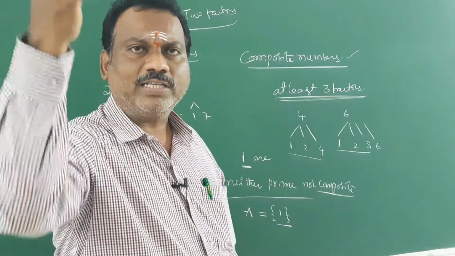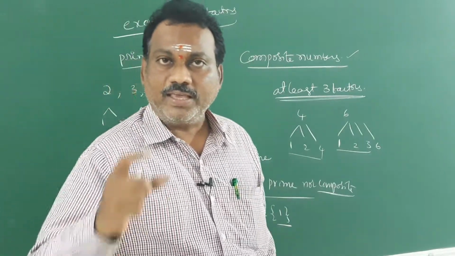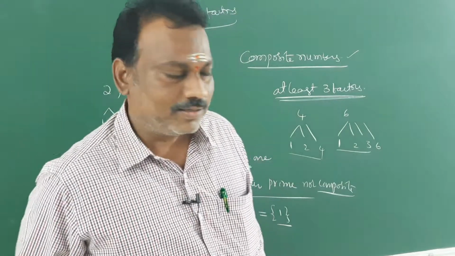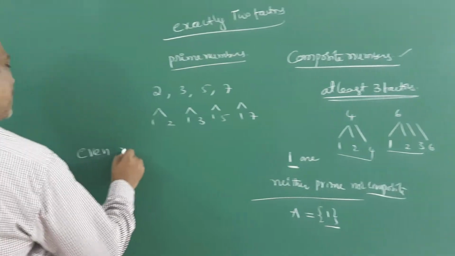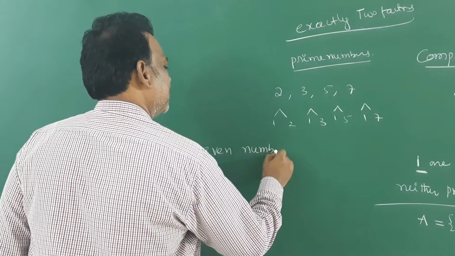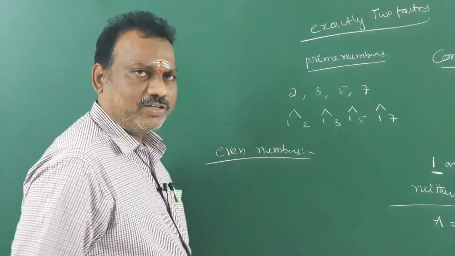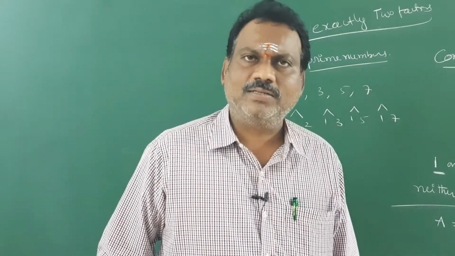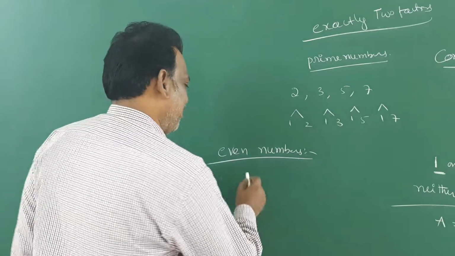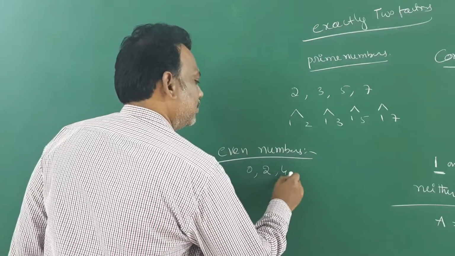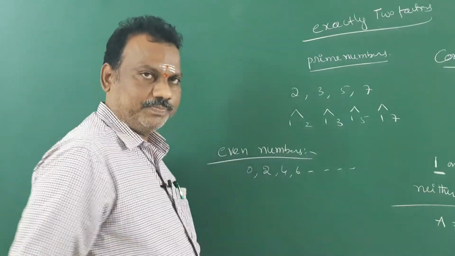I will give one more example. What is that? Even prime number. You know very well, what are even numbers, students? An even number means divided by 2, getting 0 remainder. For example, 0, 2, 4, 6, 8. Those are all even numbers. Correct, students?